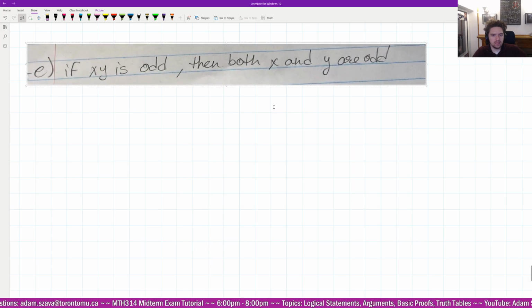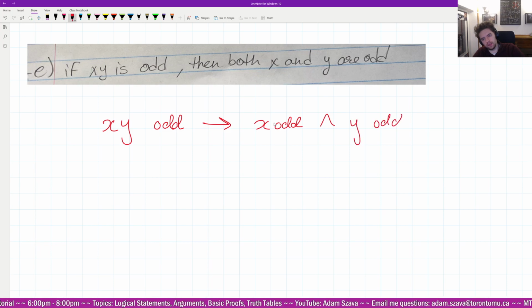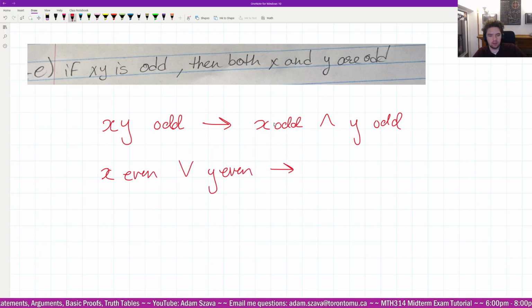If xy is odd, then both x and y are odd. So xy odd implies x odd and y odd. I'll just flip this, right? So x even or y even implies xy even. Reverse the order and negate everything, right? True by contrapositive, exactly. So if either one is even, then the result's going to be even. That's the claim we're making.